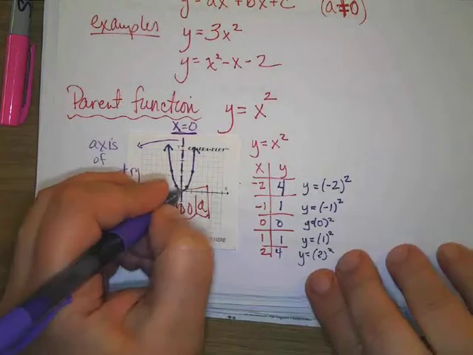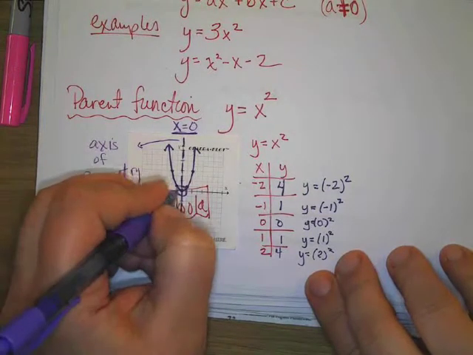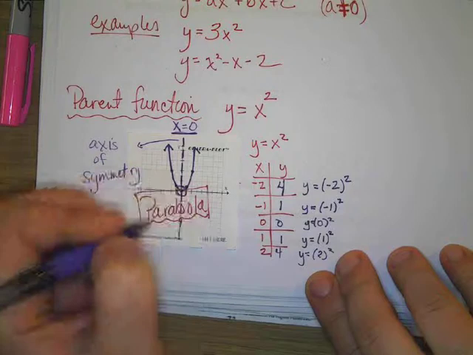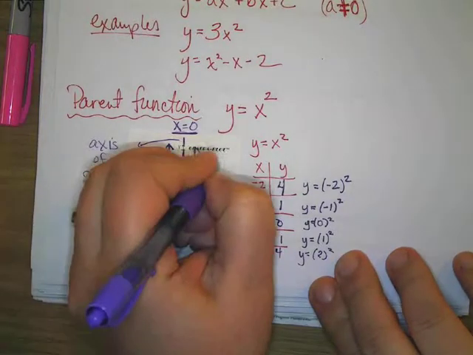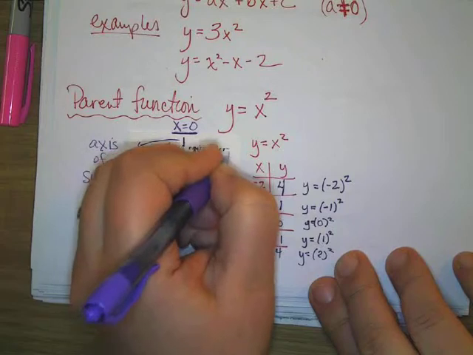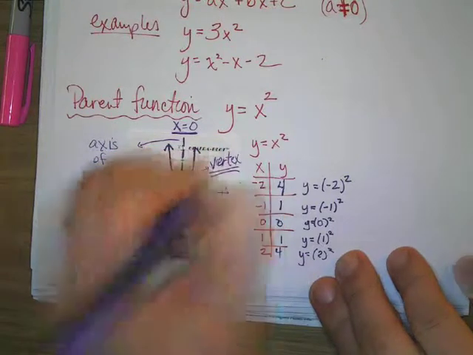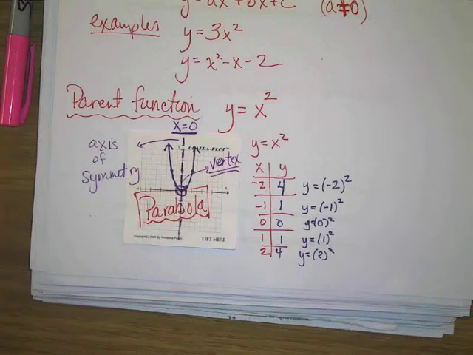Some other cool things is, what do you think we call this point right here where it changed from going down to going up? That is called the vertex. So there's a lot of stuff we refer to when we talk about parabolas. There's a lot going on with it, right?